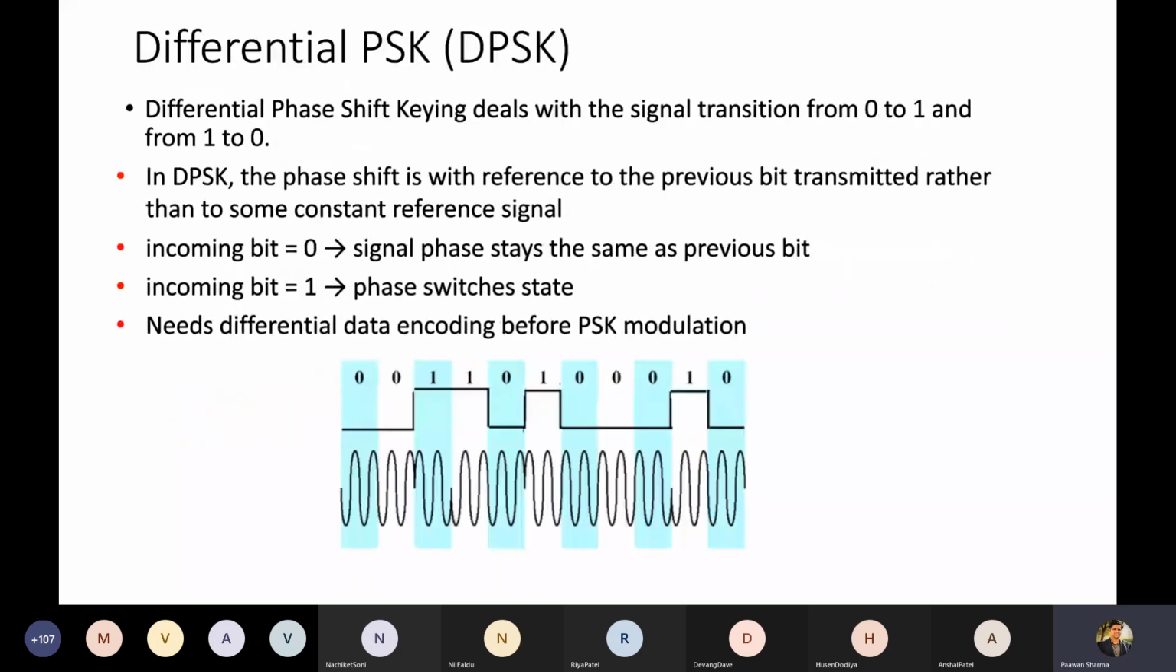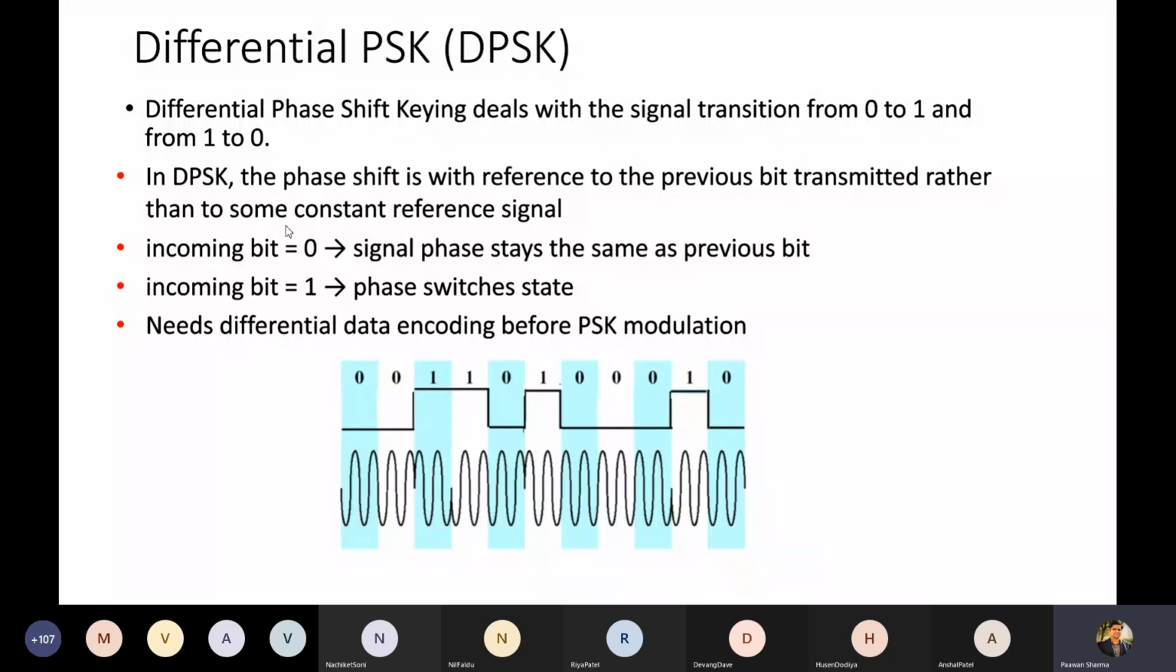There is another differential PSK, DPSK. As the name suggests, earlier we have seen the word differential. Differential is with reference to the past bit. So differential PSK deals with the signal transition from 0 to 1 and from 1 to 0. How does it look? In DPSK, the phase shift is with reference to the previous bit. So differential means it will always be with reference to the previous bit transmitted rather than to some constant reference signal.